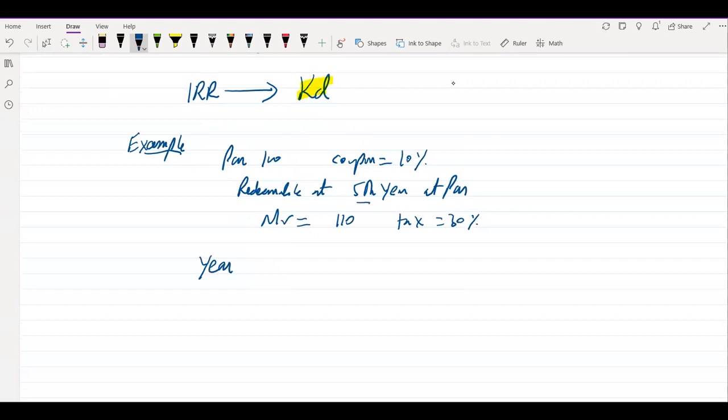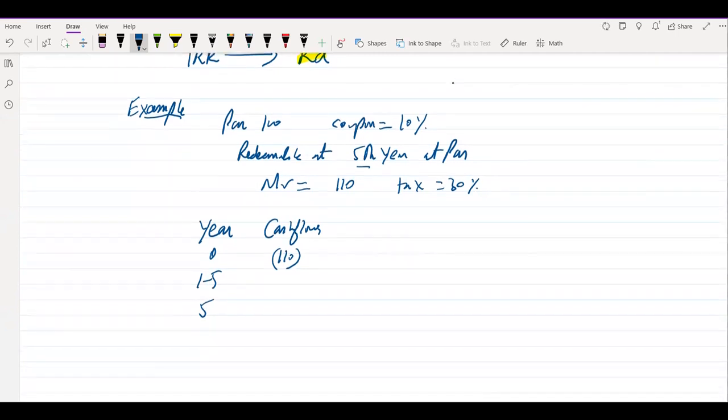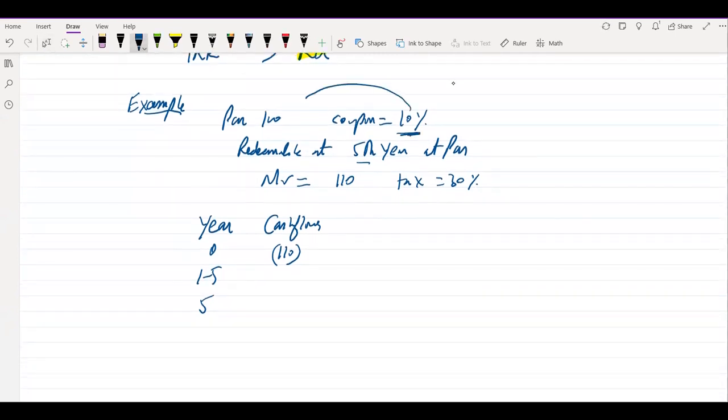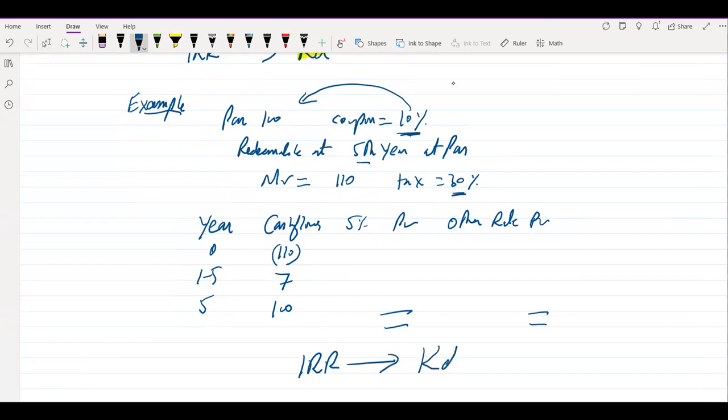So traditionally, how to calculate this? Let's say 5 years, 0, 1 to 5, and cash flows. Put the market value as a negative number. Coupon is an interest rate, take its after-tax value: 10% of 110, then take its after-tax value, 7. Redemption value 100. First discounting at 5%, answer. Second discounting at another rate, answer. Calculate IRR. That IRR will be equal to the Kd.